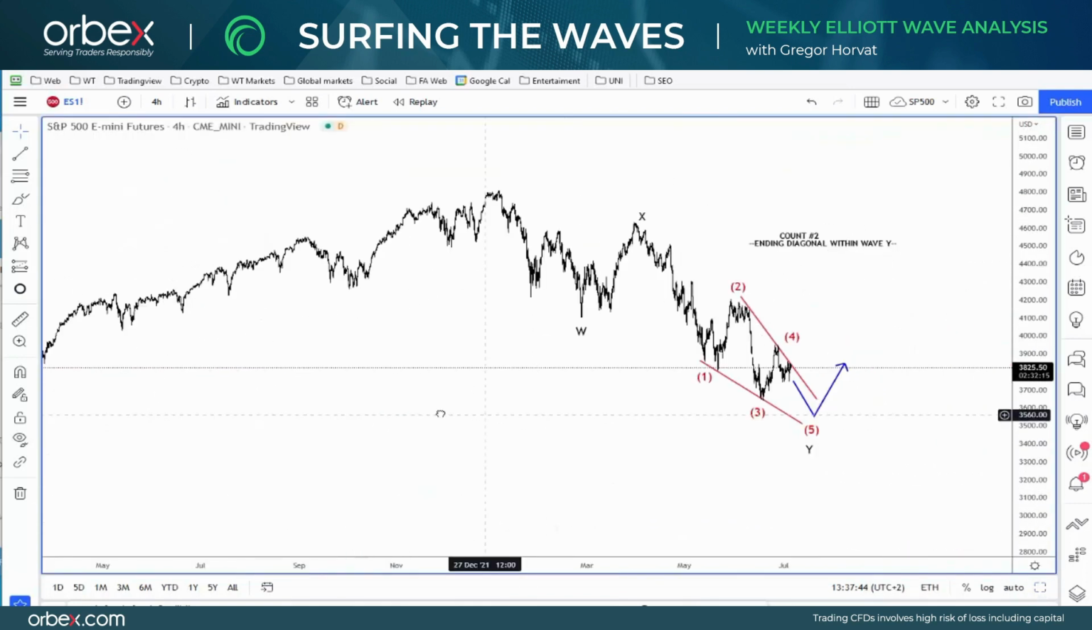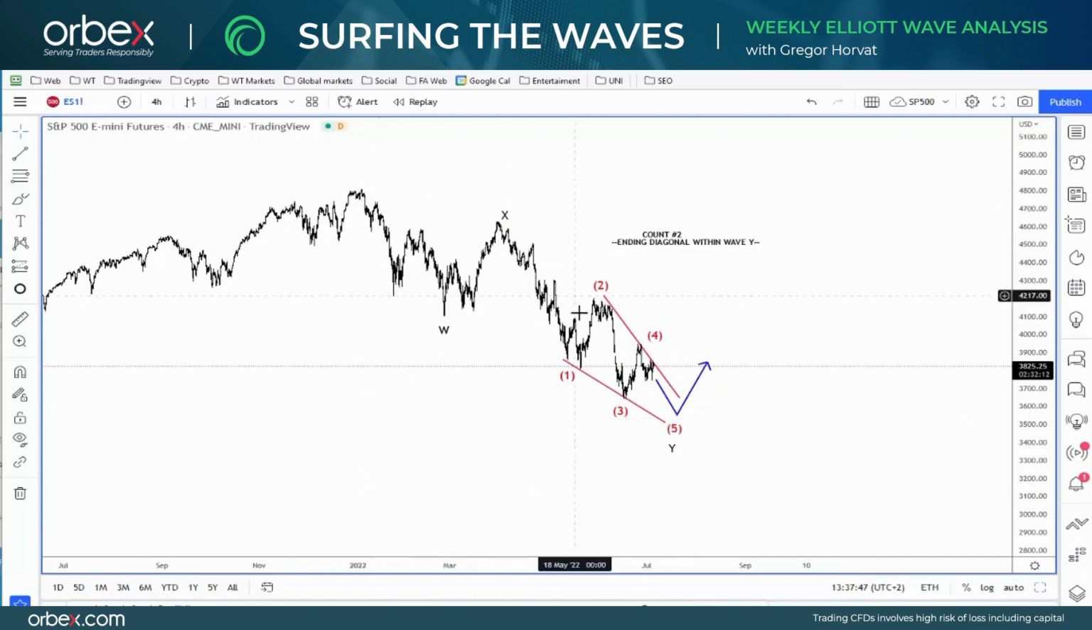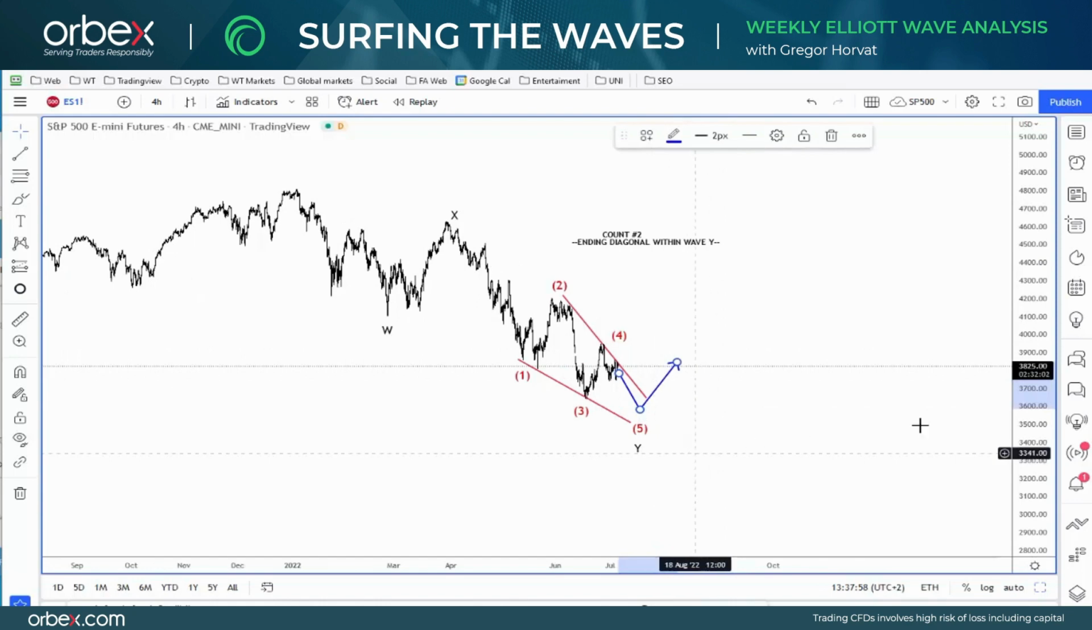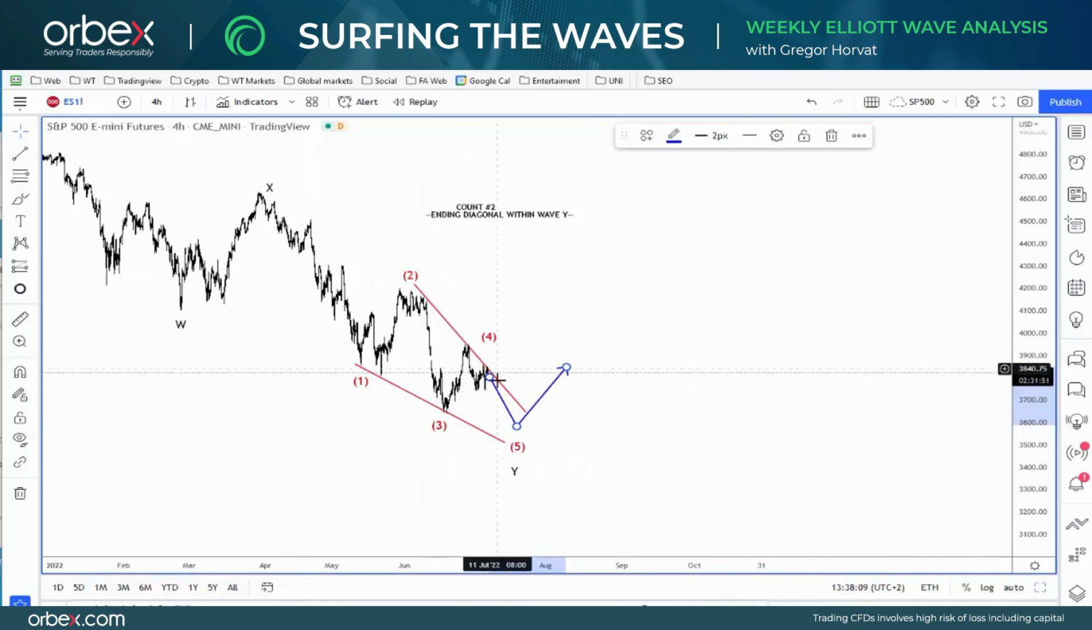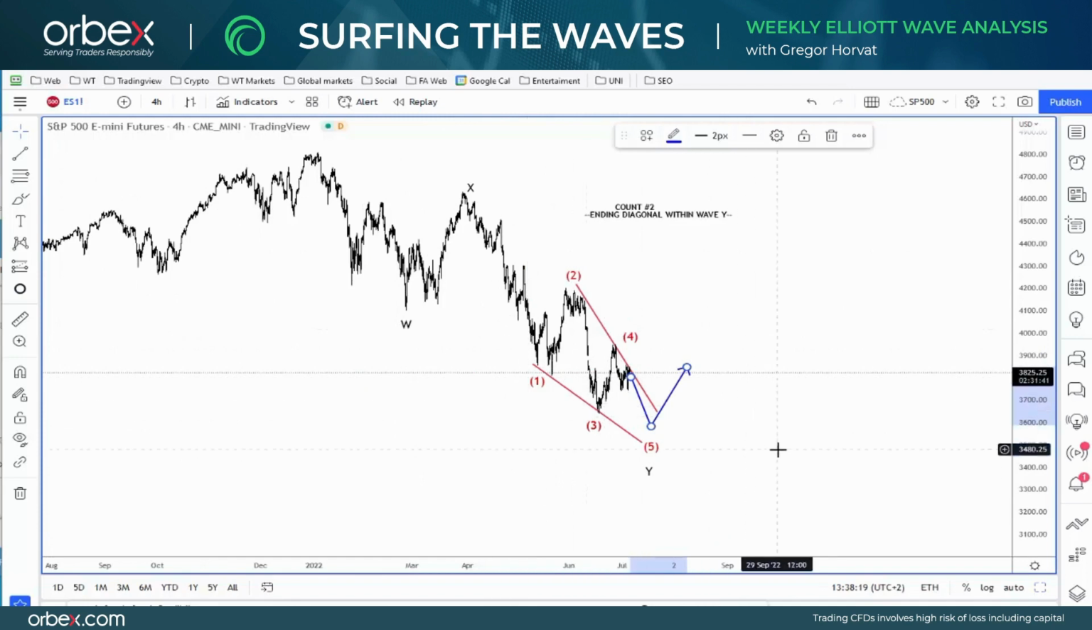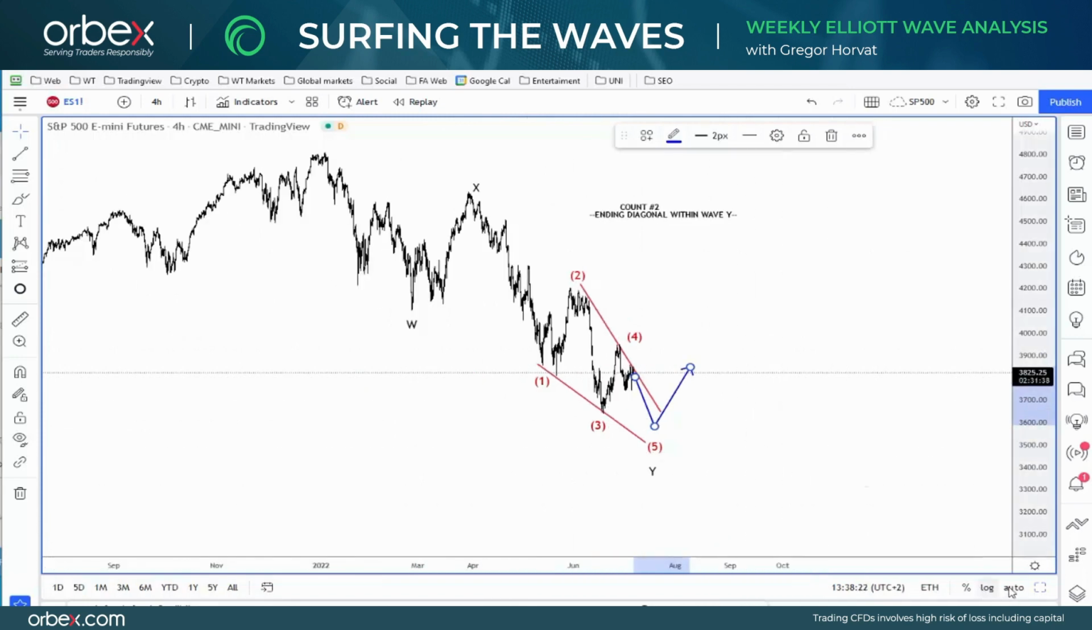Another alternate view, you can count this also as a WXY with an ending diagonal in the final part of this complex correction. So here I allow prices to come back to a new low and then to the upside. And you know how bearish sentiment would likely be if we break this previous swing low right here at the June low. So I'm sure this wedge pattern is something we should pay attention to, especially if you then see limited weakness here around 3,500. Okay, so I will definitely have this pattern in mind as well.